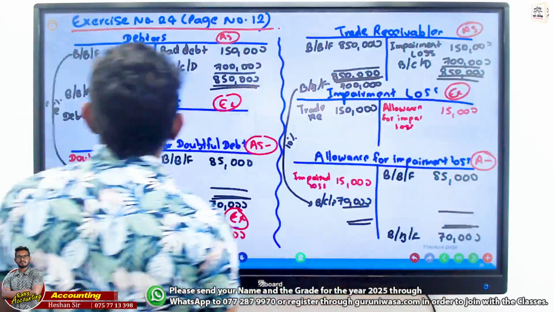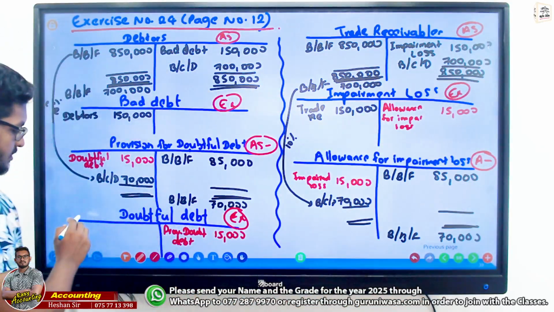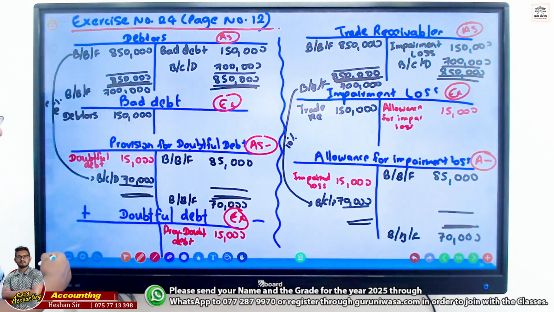But when it comes to the doubtful debt, though the asset and the expense every time come to the debit side, in here it is recorded on the credit side.